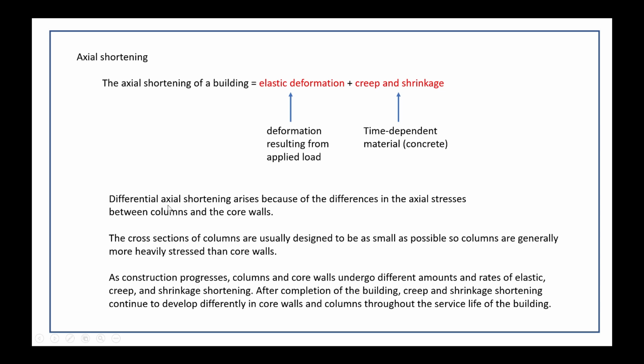Differential axial shortening arises because of differences in axial stresses between column and core wall. The cross-sections of columns are usually designed to be as small as possible, so columns are generally more heavily stressed than core walls. As construction progresses, column and core wall undergo different amounts and rates of elastic, creep and shrinkage shortening. After the completion of the building, creep and shrinkage shortening continue to develop differently in core walls and columns throughout the service life of the building.